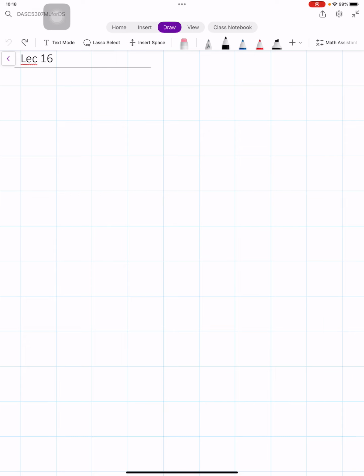Hello everyone. In today's lecture, we're gonna start a new topic. It's called the kernel trick, which is also a very popular technique, either for regression or for smoothing.